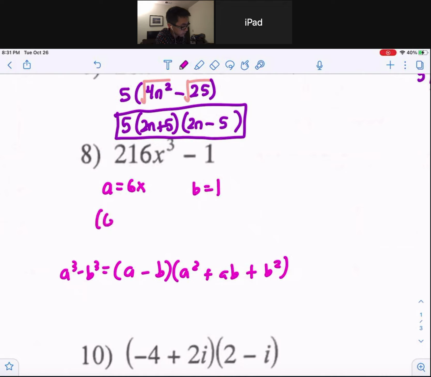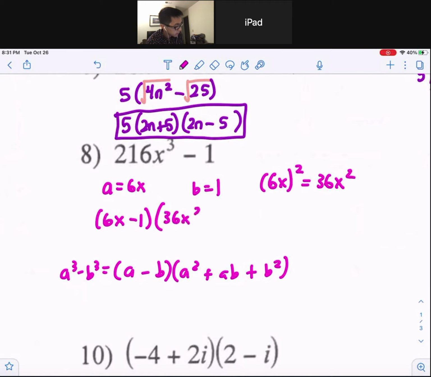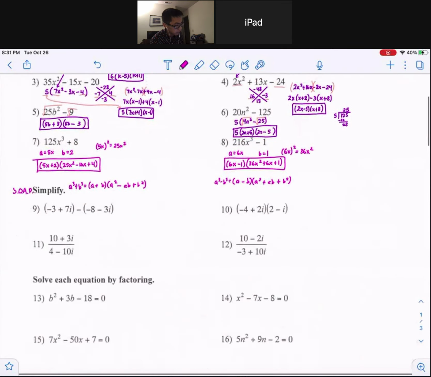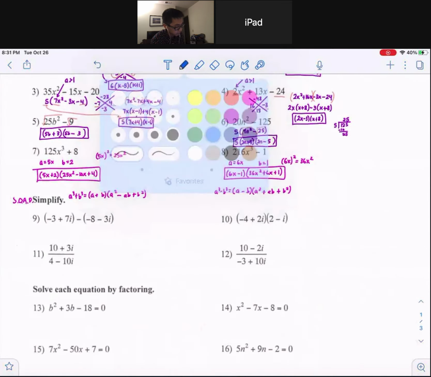So, A minus B is 6x minus 1. A squared, that's 6x to the second, which is 6x times itself, 36x squared. A times B, 6x times 1, just plus 6x. And B squared, that's 1 to the second power, which is just 1. Okay, so there's your factoring portion. Now let's go to the next part.